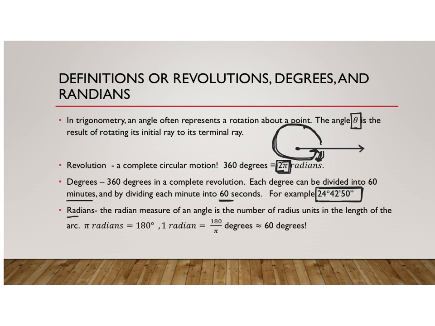Our third type of measurement is radians. The radian measure of an angle is the number of radius units in the length of the arc. And pi radians is 180 degrees. 1 radian is 180 divided by pi, which is approximately 60 degrees. It's always good to think 1 full radian is about 60 degrees.